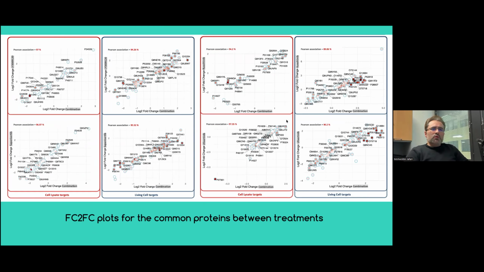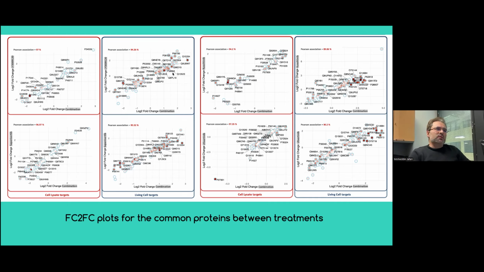To test and make sure, we have some common proteins between combination and single drugs. Here is the FC-FC plot, a fold change to fold change plot. We want to show whether the change of solubility is similar or different. We assume that if there is an interaction between some drugs and the combination, then the solubility would change in the same direction.